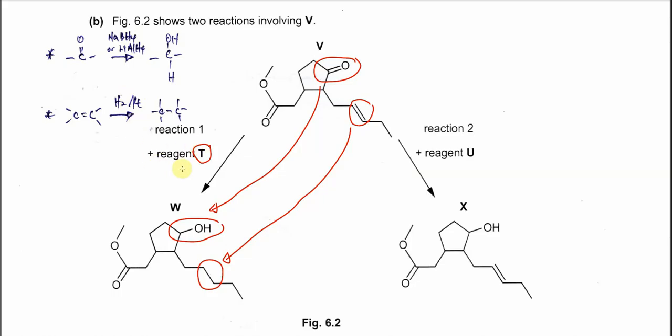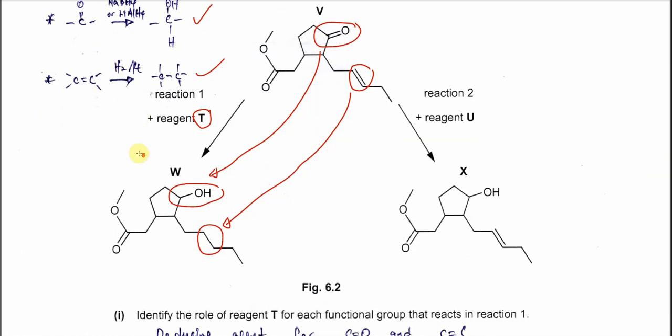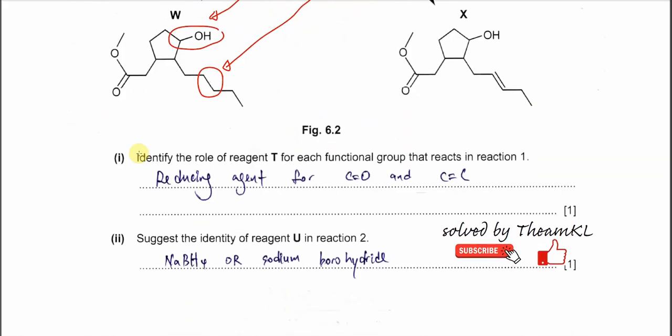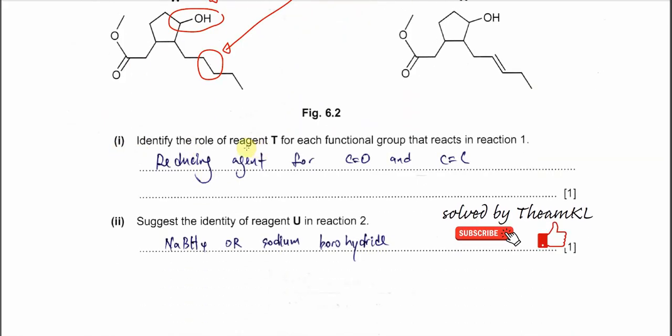But you don't need to identify what reagent T is. You just need to mention the role, right? And it's very obvious that reagent T helps V reduce to W. So reagent T must be a reducing agent. Okay, I put these 2 just to let you know how these reductions happen for these 2 functional groups using different reagents in your syllabus. Okay, so part 1 is very easy. So reagent T is a reducing agent for this carbonyl and the CC double bond.